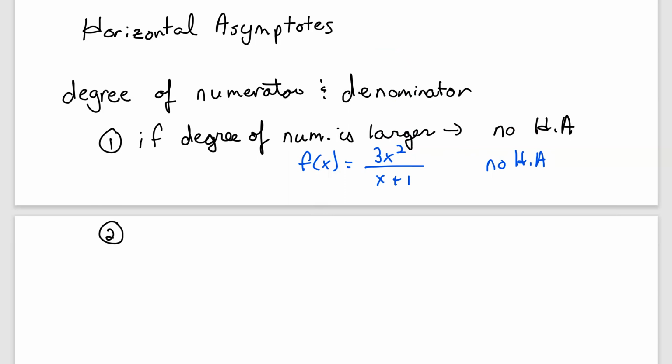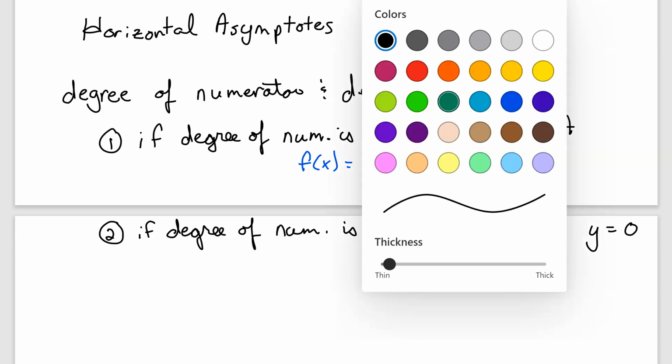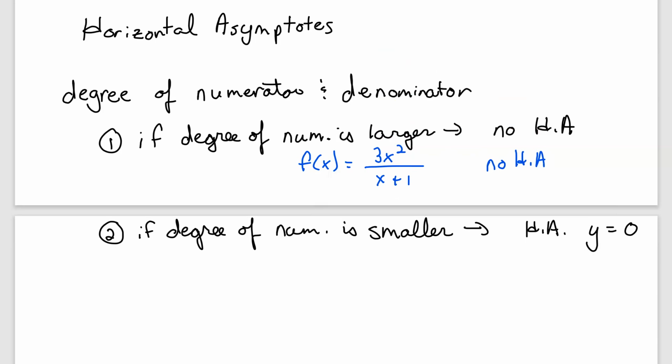My second option is if the degree of my numerator is smaller. If it is smaller, my horizontal asymptote will be at y is equal to 0. It'll be at that x-axis.